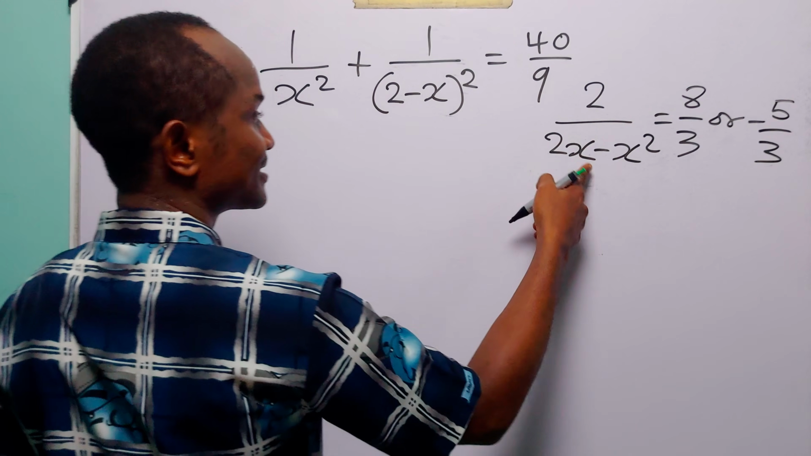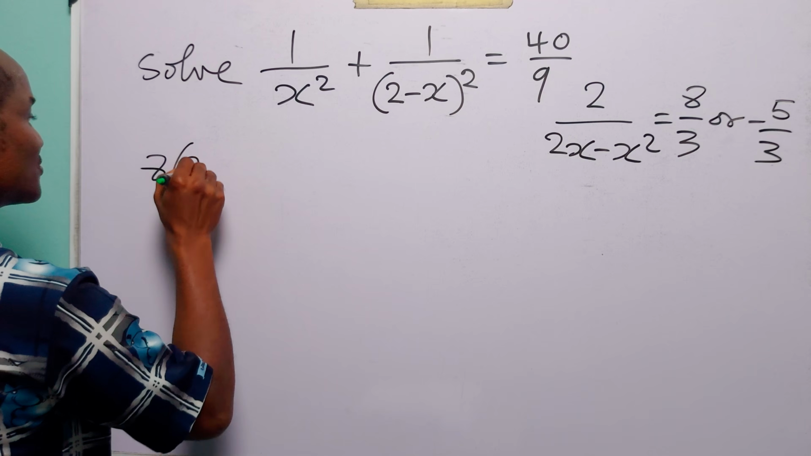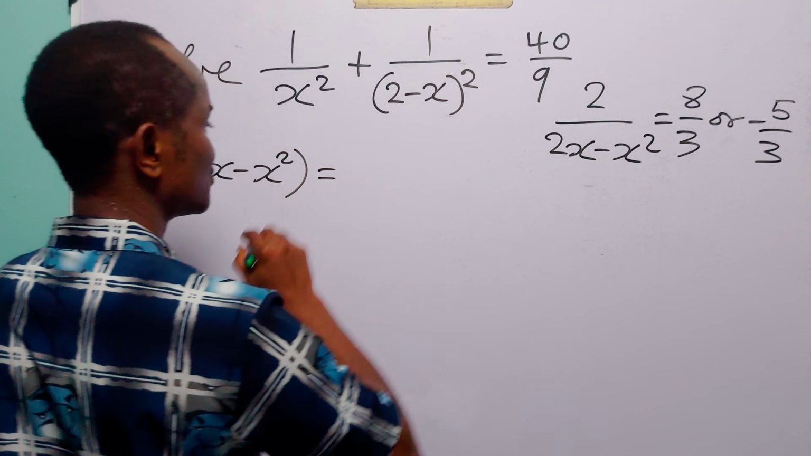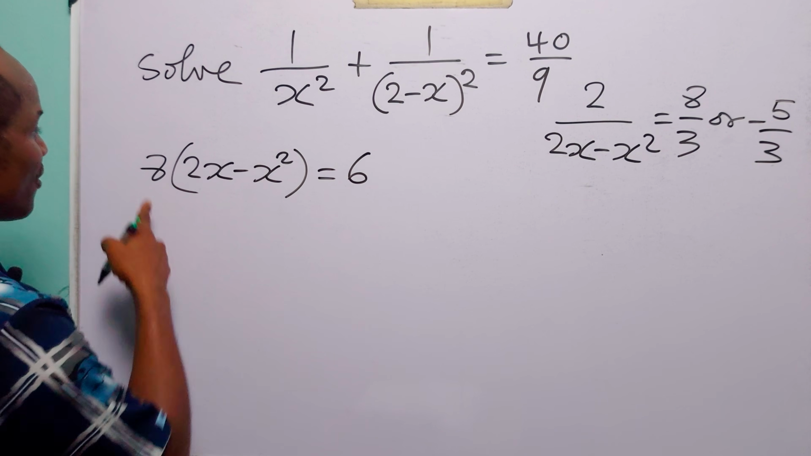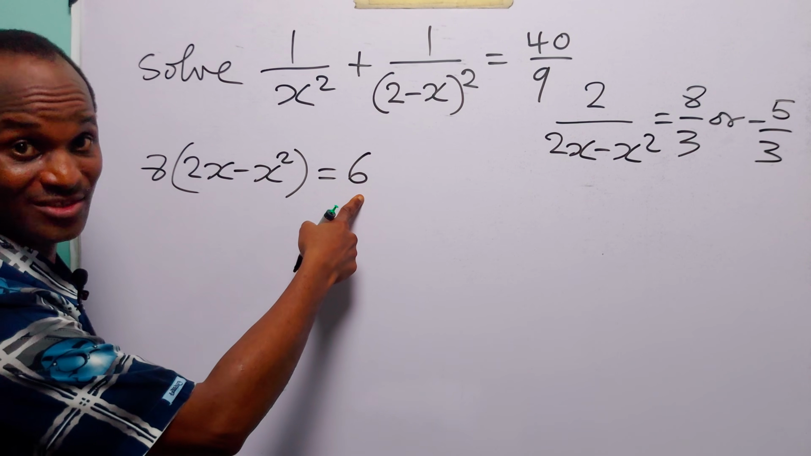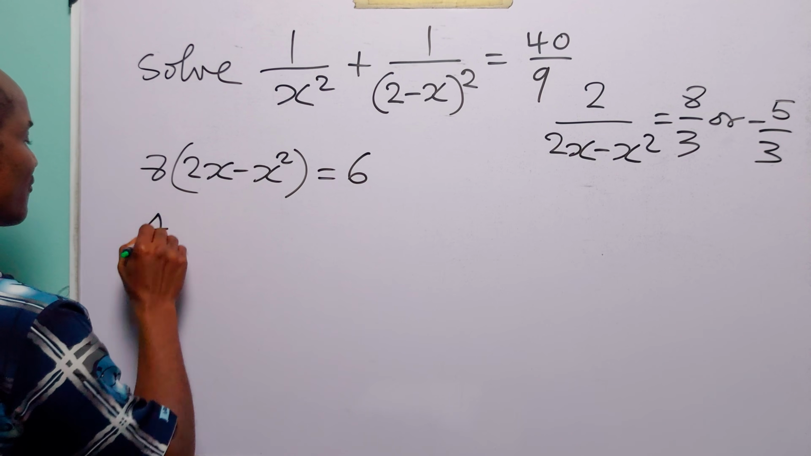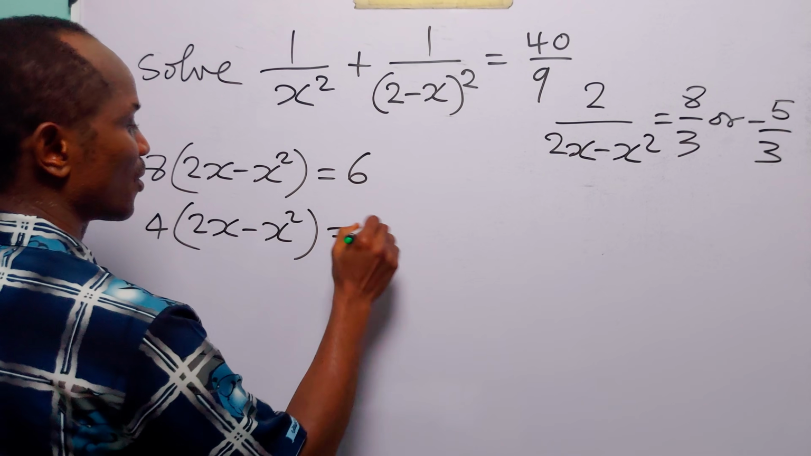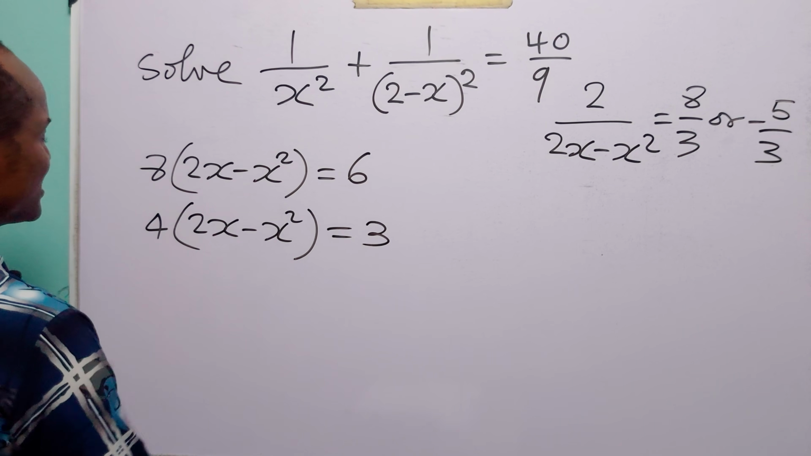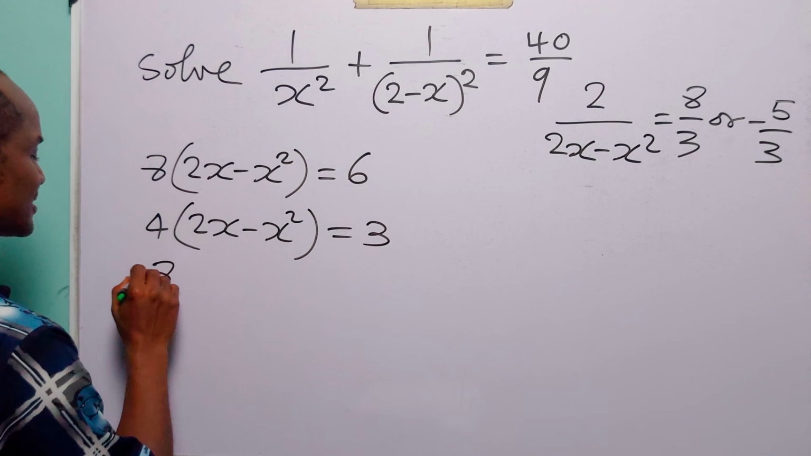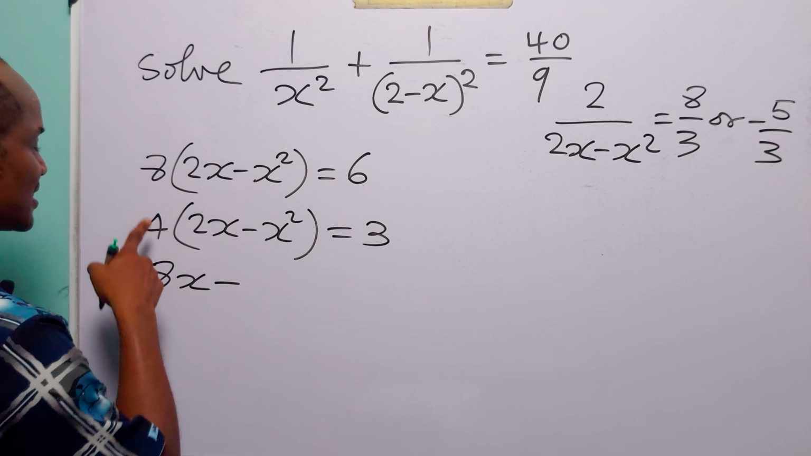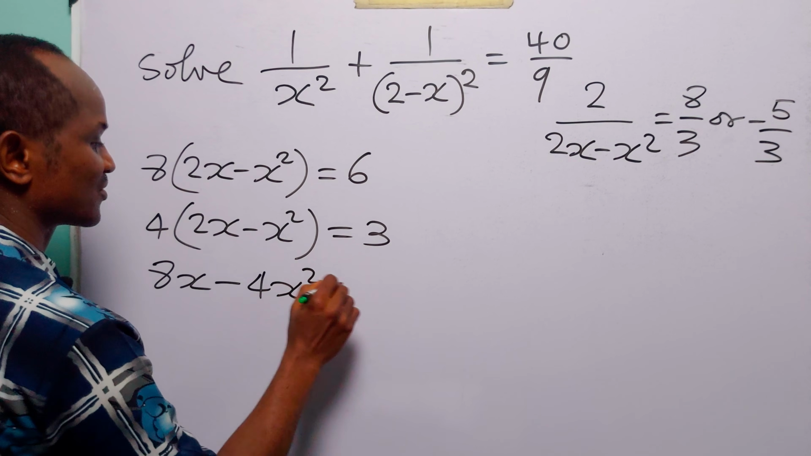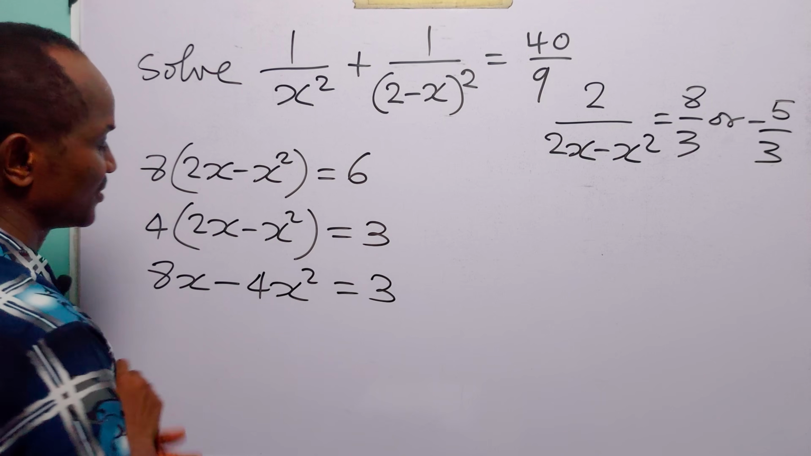When we do that, we have that 8 times 2x minus x squared is equal to 3 times 2, which is 6. Now, of course, you know that 2 can divide both sides of this equation. When we do that, we have that 4 times 2x minus x squared is equal to 3. Now, opening this bracket, we have 4 times 2x, that is 8x, minus 4 times x squared, that is going to give us 4x squared. And of course, this is equal to 3.